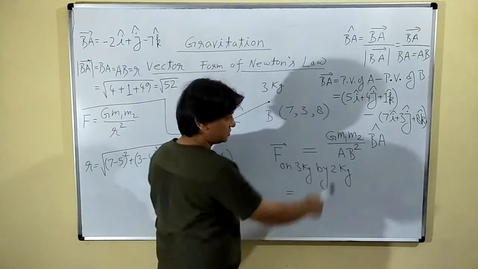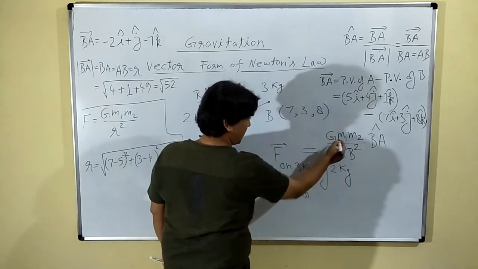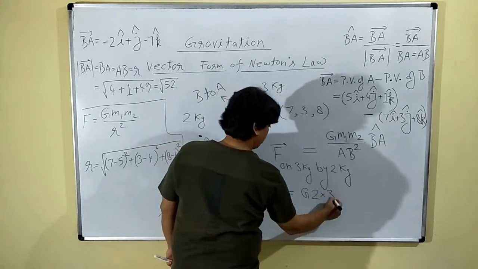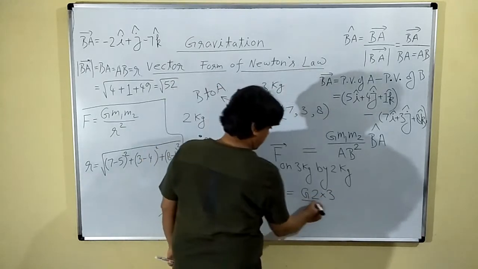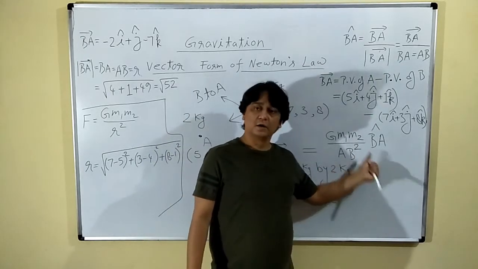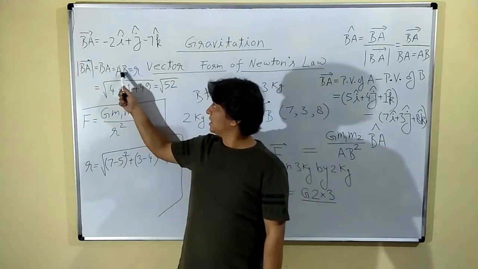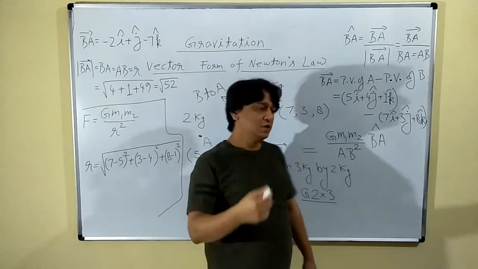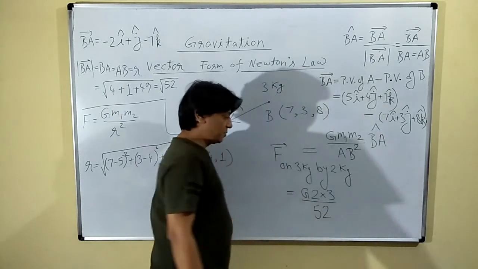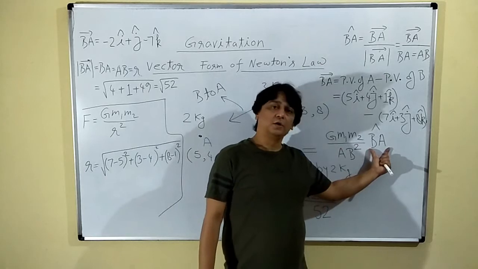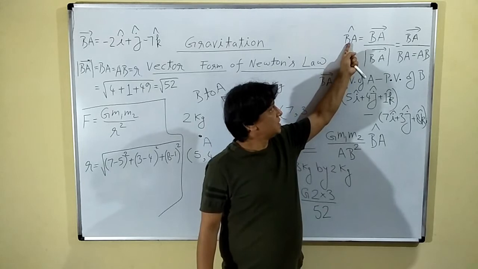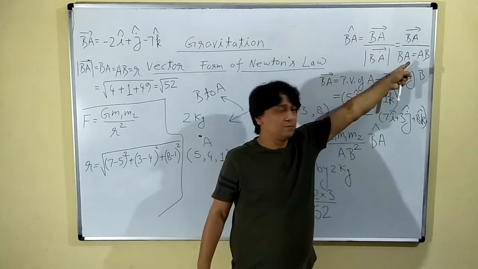व्हाट इज फोर्स कमिंग? G m1 m2, 2 into 3, divided by AB square. What is AB? AB is coming what? Root over 52. Square of that is what? 52. Multiplied by what? Unit vector BA cap. How do you get BA cap? BA cap is vector BA divided by its magnitude.